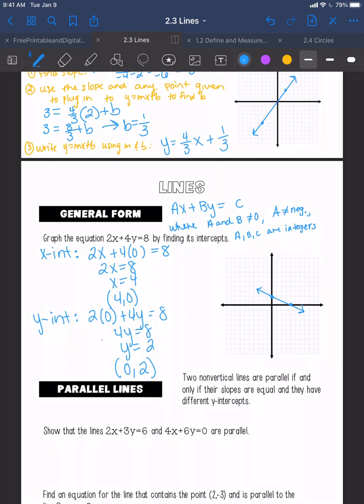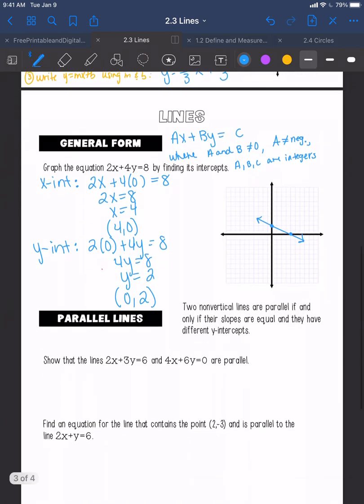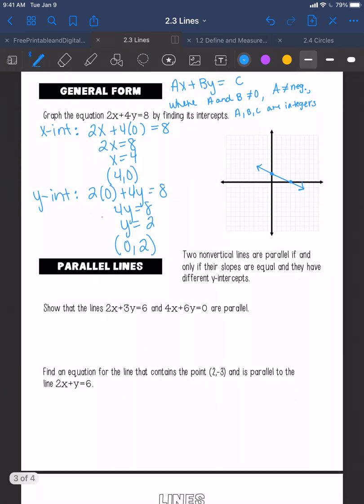Okay, last things we have here are parallel and perpendicular lines. So two non-vertical lines are parallel if and only if their slopes are equal and they have different y-intercepts. Okay, so here, parallel lines, slopes are equal. That should make sense because if two lines are going to never cross, they have to rise and run by the same amount, or else they would eventually cross.